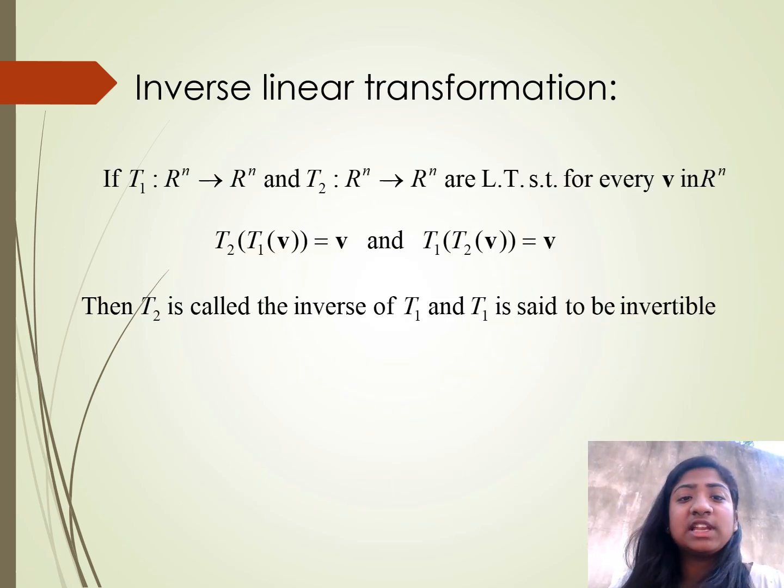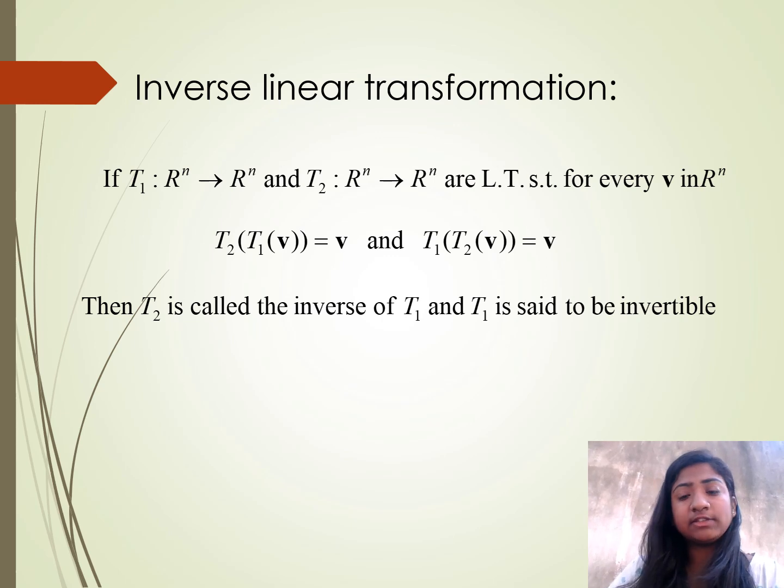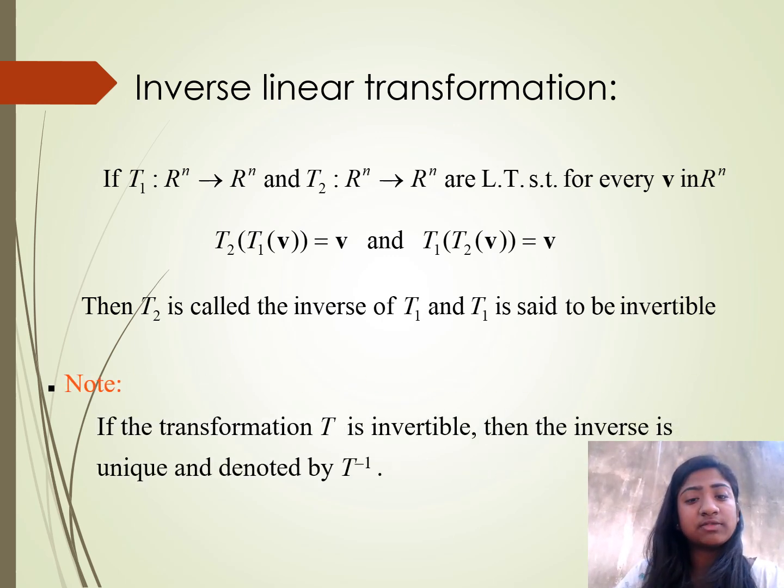Let's see about inverse linear transformation. If T1 mapping Rn to Rn and T2 mapping Rn to Rn are such that for every v in R power n, T2 of T1 of v equals v and T1 of T2 of v equals v, then T2 is called the inverse of T1 and T1 is said to be invertible. Note, if the transformation T is invertible, then the inverse is unique and denoted by T inverse.